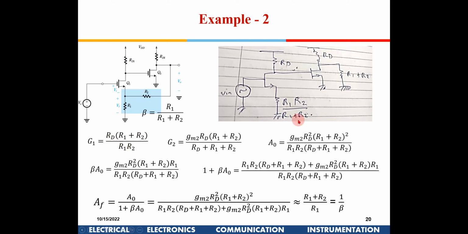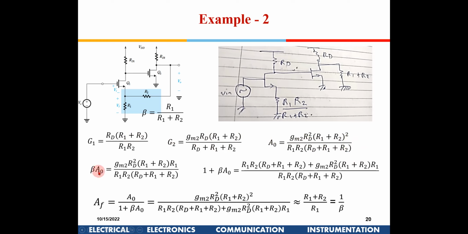RS is R1 R2 divided by R1 plus R2, since they are in parallel. So R1 R2 will be in the denominator and R1 plus R2 will go on top, correct? Is it okay? First stage gain? Yes. Second stage gain, what will it be? gm into RD parallel to this thing. So that is the second stage gain, right? Total gain will be the product of these two.